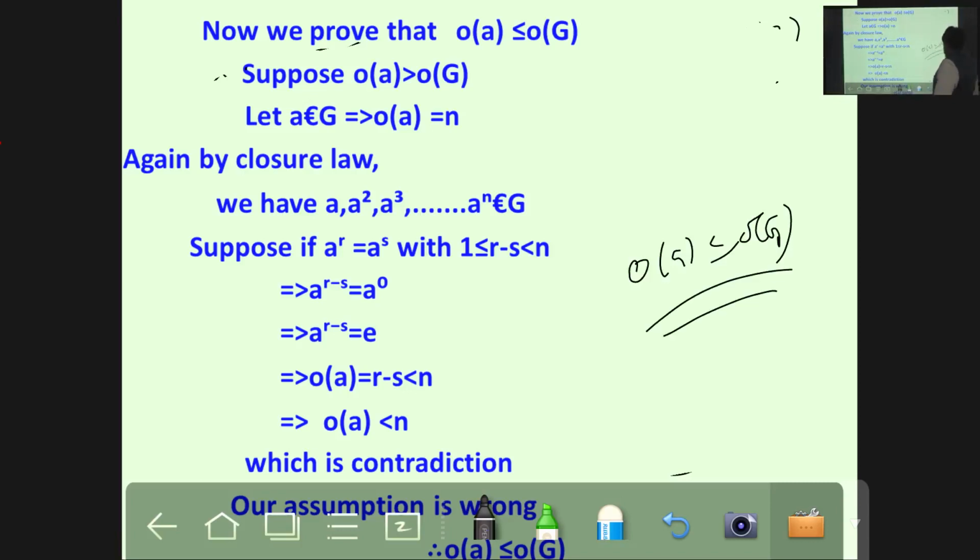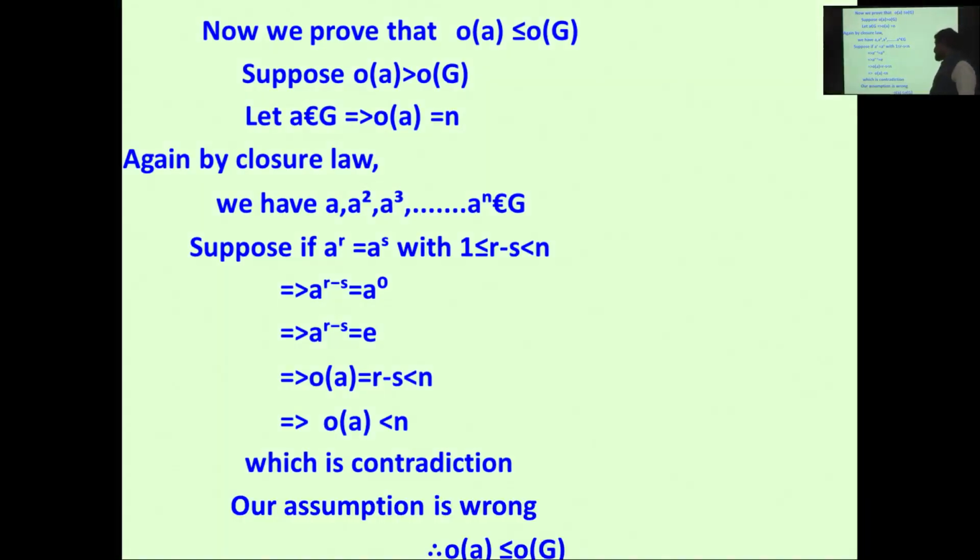But what is the order of a? It is n, as we already proved. So this is a contradiction, and our supposition is wrong. Therefore, the order of a is less than or equal to the order of g. This is the theorem: the order of an element of a finite group is finite, and it is less than or equal to the order of g.